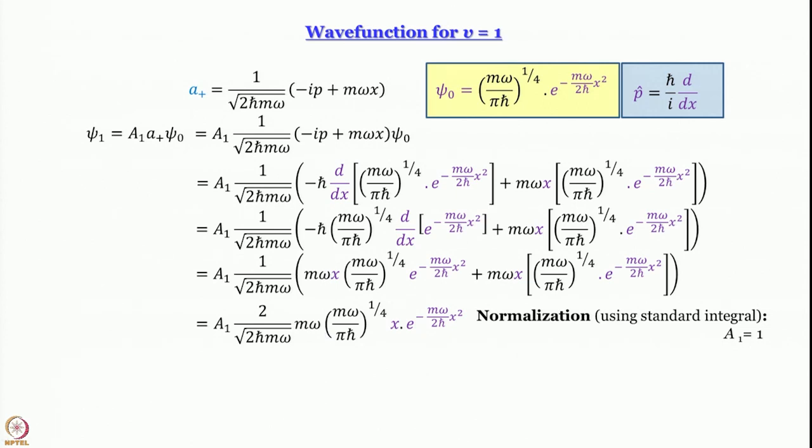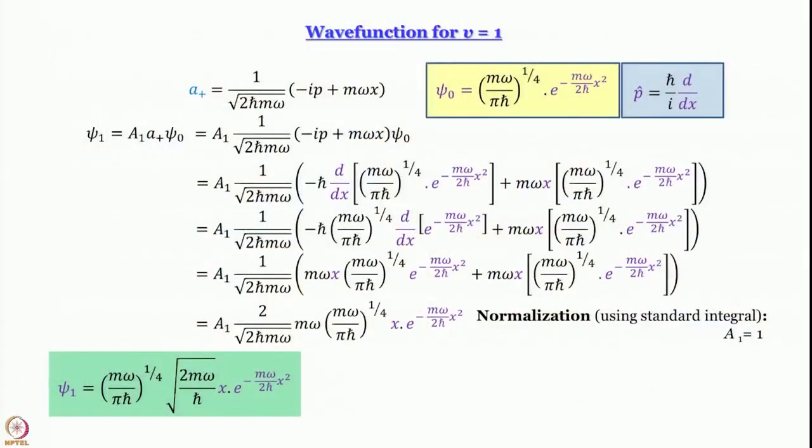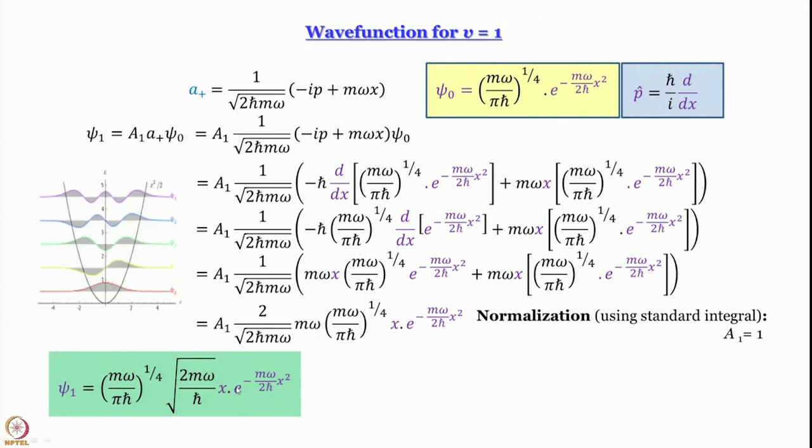While normalizing, you are going to use a standard integral. Since we have talked about standard integrals already, I am not going through it once again. In any case, you need to look at a compendium to solve it. I am just telling you that when you use the standard integral, a 1 turns out to be 1. So, this is what you get. Psi 1 is this. Okay. So, essentially this is the wave function we have got.